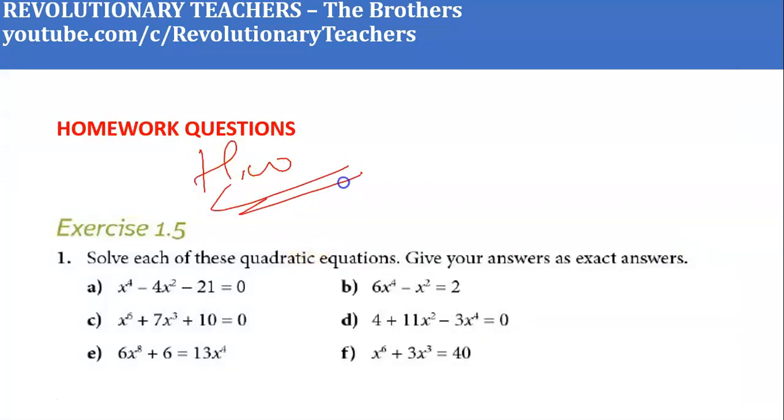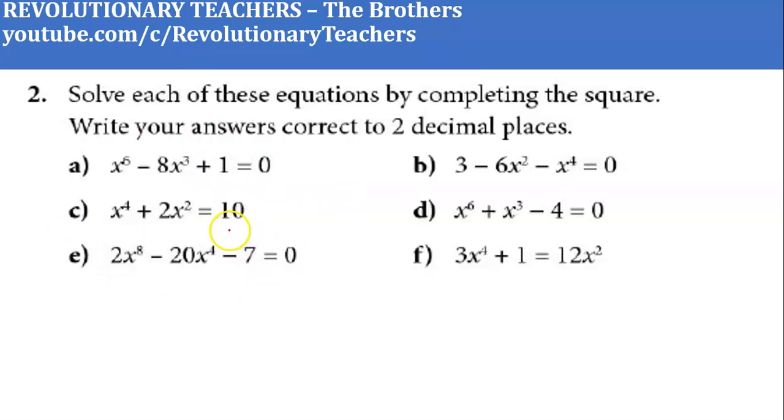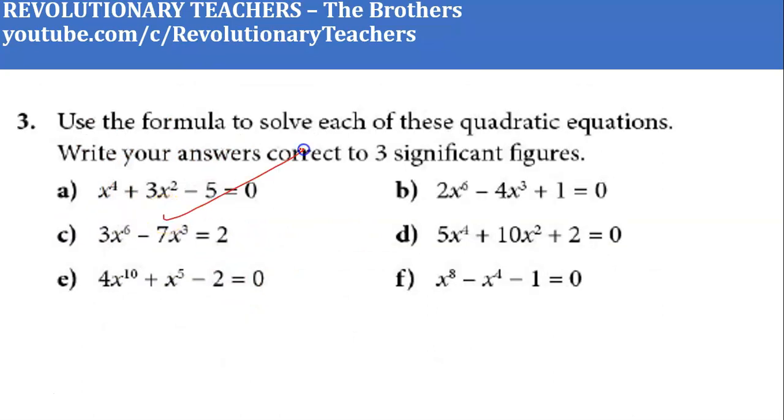These are your homework questions, exercise 1.5. Six questions are here, then again six questions over here, and six again over here. 6 threes are 18.